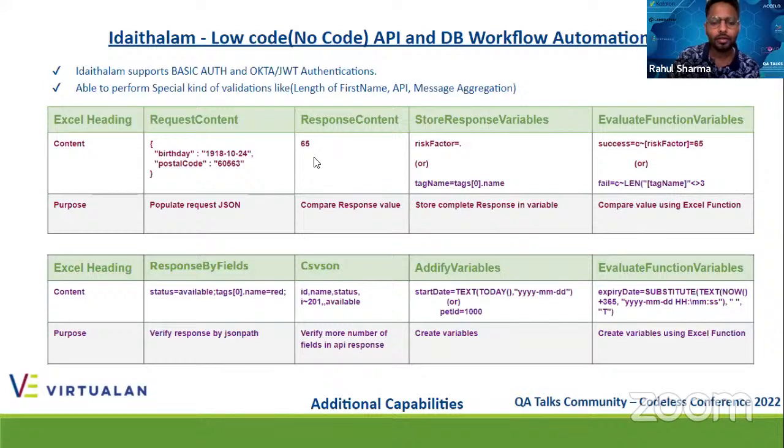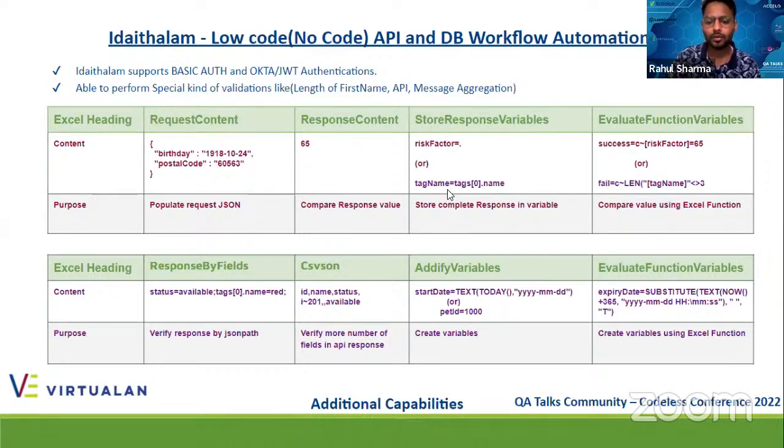If we want to validate the complete response, then we pass the value here. And if we want to store the complete response, the store response variable column comes into the picture when we want to parameterize the test cases. I will explain how we parameterize in the Excel, but before that, let me tell you how to store the value in the variables. Here I am storing the complete response in this variable called risk factor, and I am giving a dot with the dot parameter. I am storing the complete value.